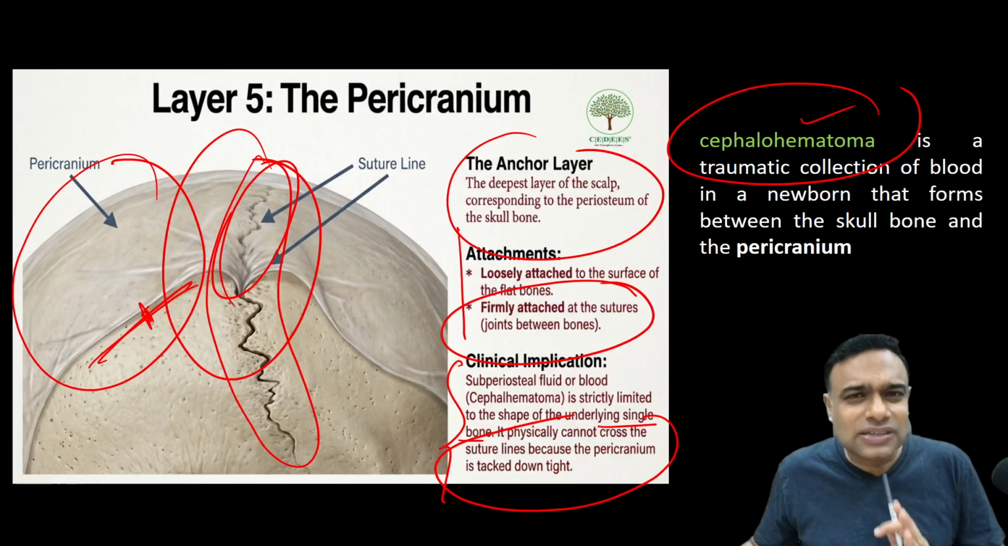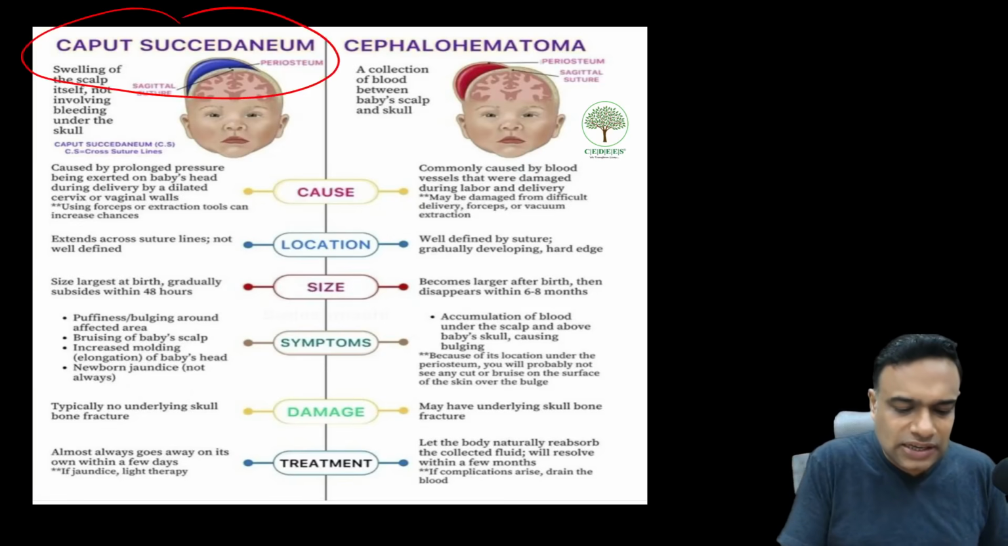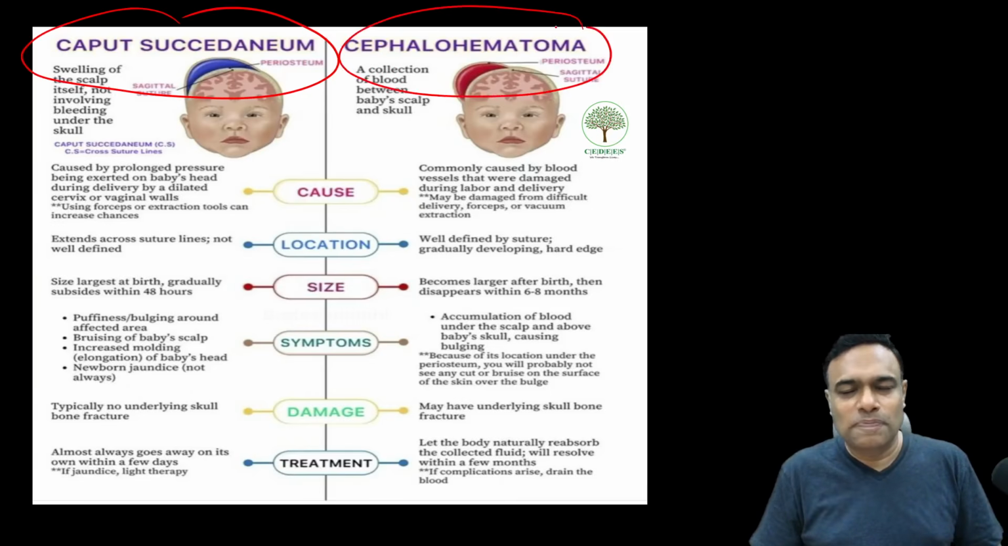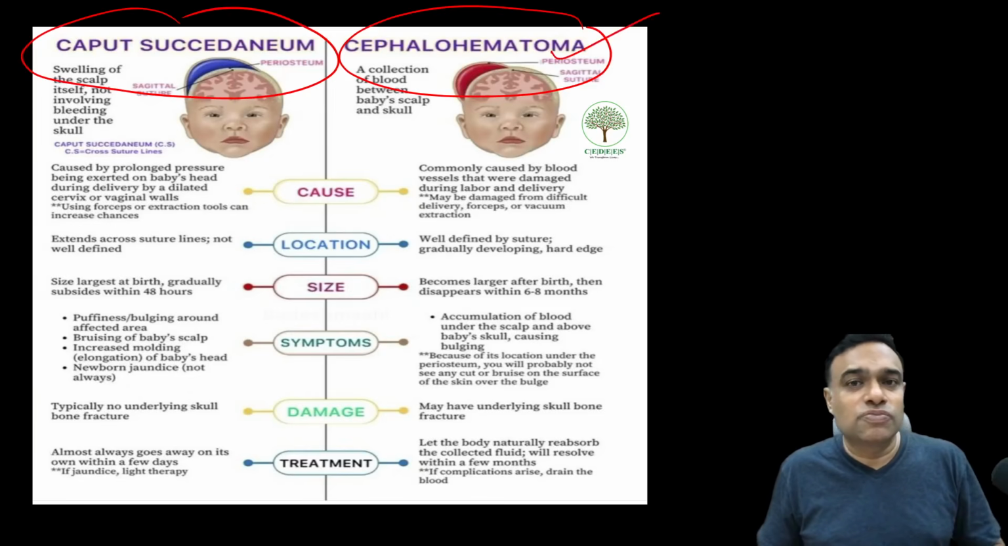I'd like to discuss another clinical point here. Now there are two conditions. One is called caput succedaneum and the other is called cephalohematoma. If you were to keep your eyes closed, cephalohematoma is the one which is more dangerous. There is collection of blood.